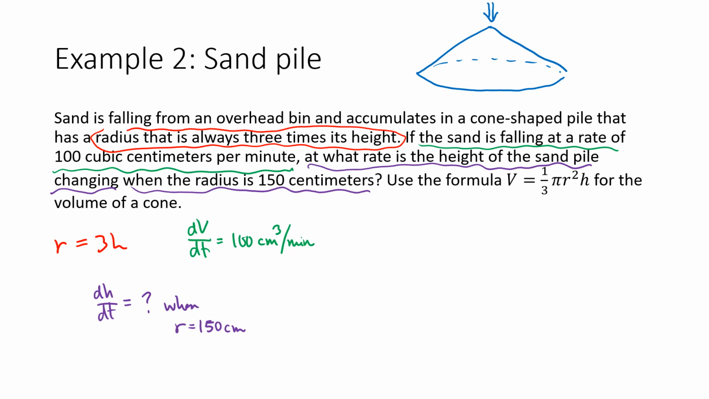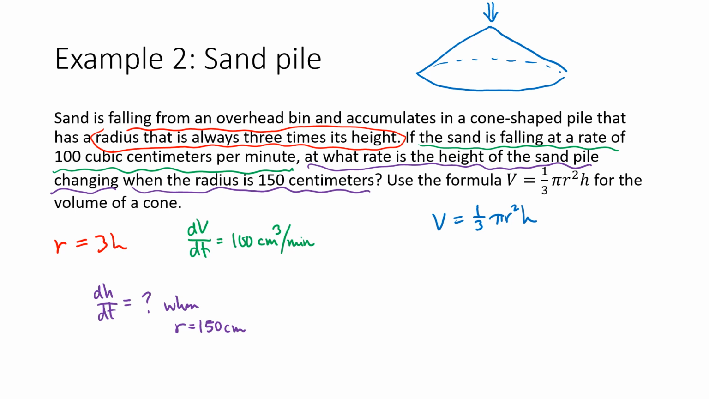Now I'm ready to start thinking about taking a derivative. So we've got V equals 1/3 pi r squared h. But if we were immediately going to take a derivative here, we're going to run into a little bit of a problem, because on the right-hand side, both the radius and the height are changing.